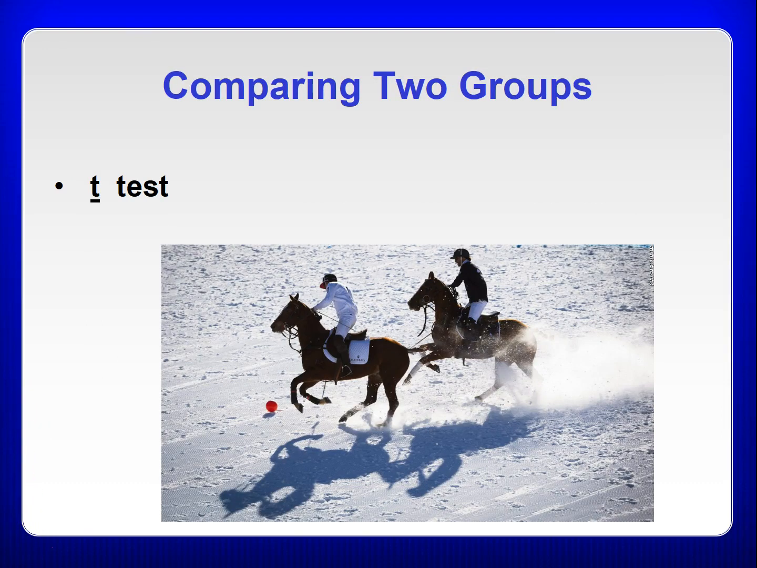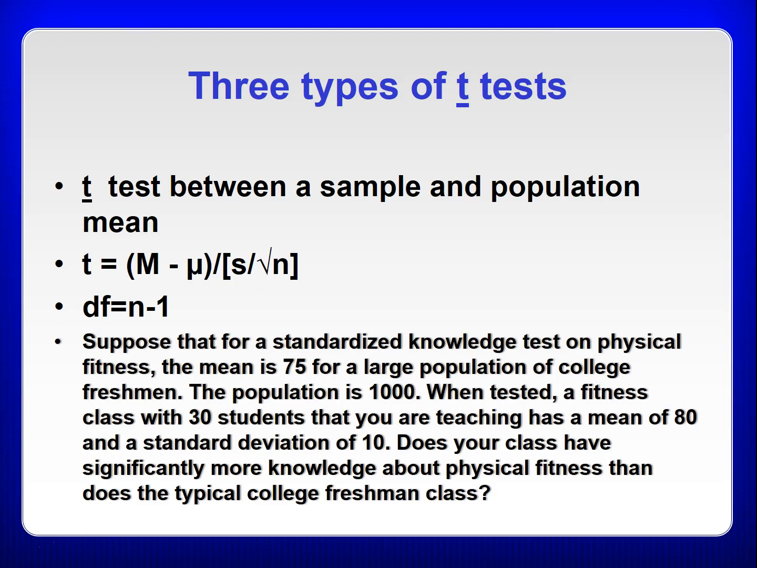Comparing two groups, we generally use the t-test. In general, there are 3 types of t-tests: t-test between a sample and a population mean, t-test for independent groups, and t-test for dependent groups. T-test between a sample and population mean. We may want to know whether a sample of students differs from a larger population.